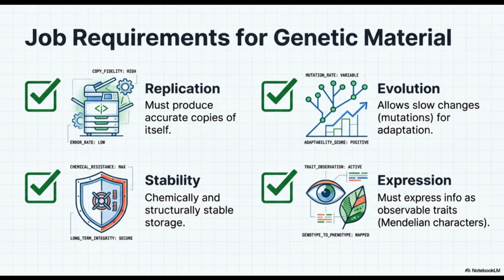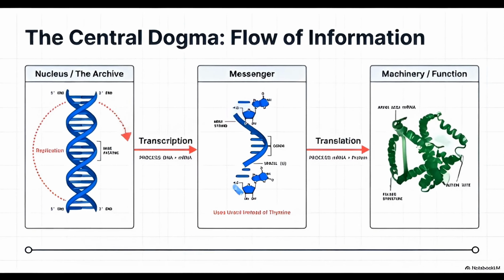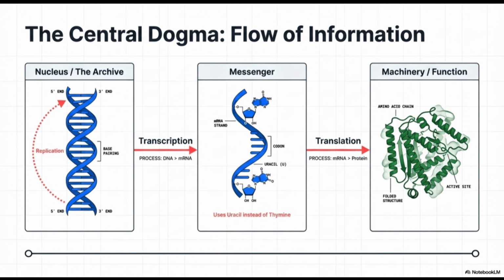This brings us to the most important flow of information in biology, called the central dogma. DNA is transcribed into RNA, and RNA is translated into protein. So DNA is the storage, RNA is the messenger, and proteins perform the functions. Proteins are extremely important because they do the real work inside the cell.